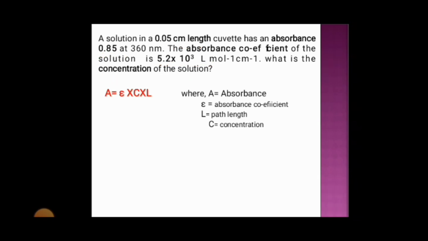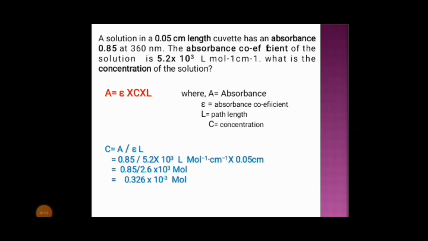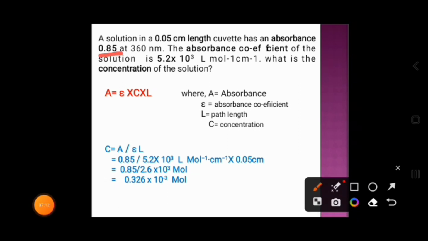A is equal to epsilon into C into L. So we have to calculate this C. Here the absorbance is 0.85, the molar absorption coefficient epsilon is equal to 5.2 into 10 to the power 3, and the path length here is 0.05. By putting these values, the concentration is equal to 3.326 into 10 to the power minus 3 mole.